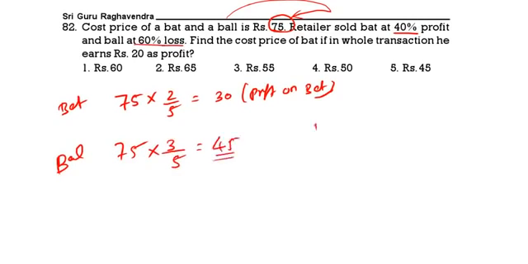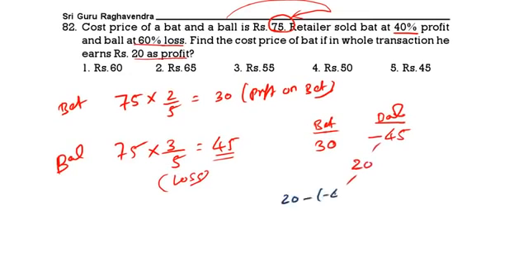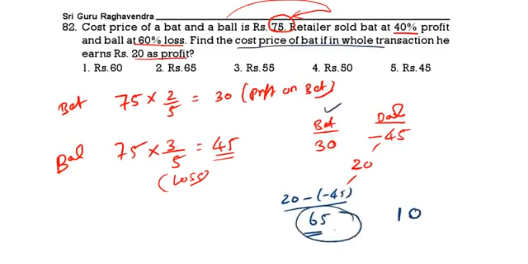Now alligation mixture method, bat, ball. This is the profit of 30. This is the loss of 45. Since it is loss, we are keeping it as minus symbol. And overall we are getting 20 profit. So 20 minus of minus 45, that is 65. This is 30 minus 20, 10. Find the cost price of the bat. So what is the cost price of the bat? 65. This is bat. Bat cost price 65.